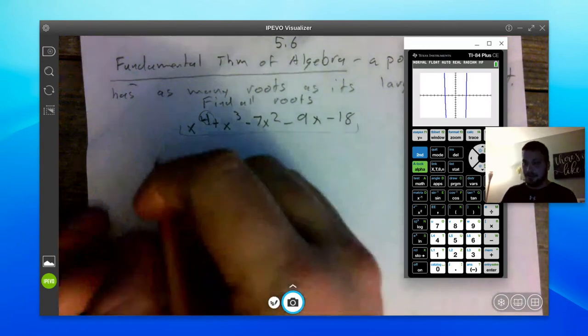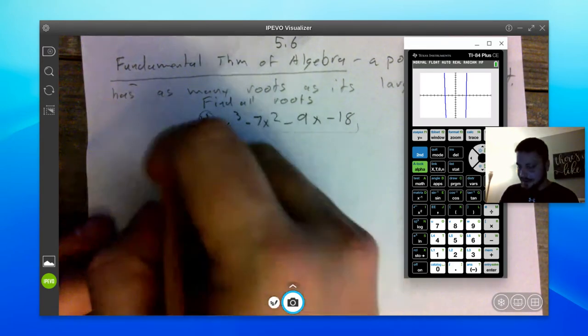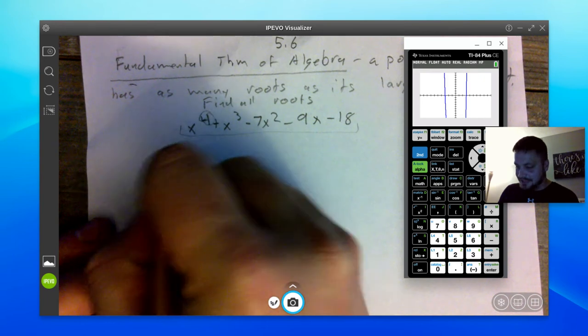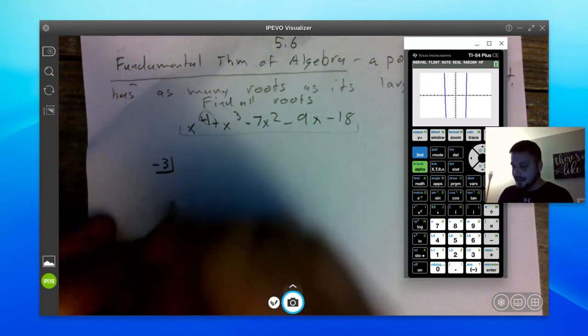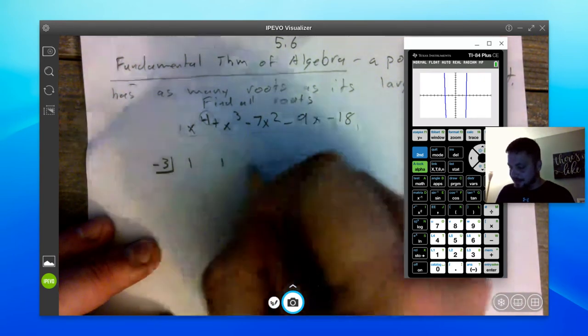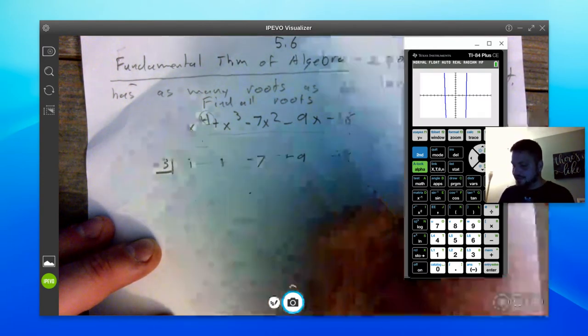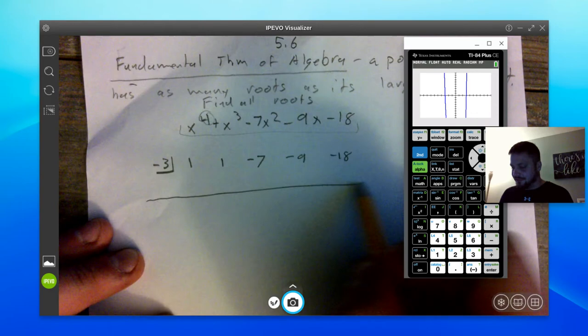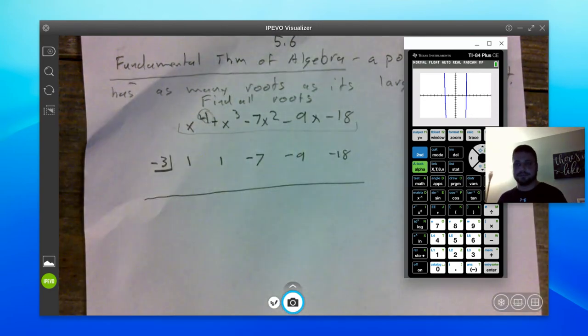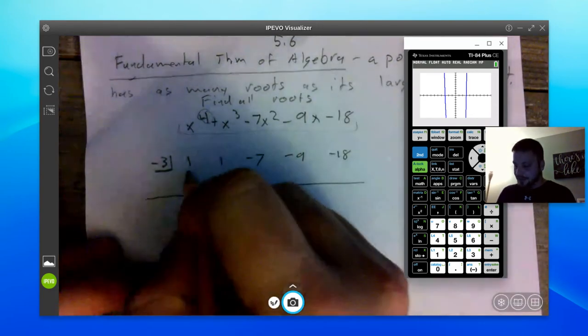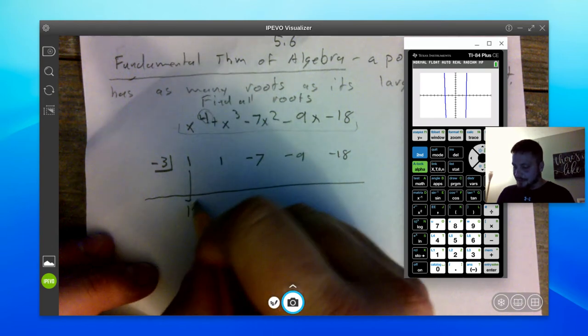Okay, so let's start with -3. I know that -3 is a root. So I'm going to use synthetic division. -3 is my box number. I'm going to write down my coefficients. Now, remember, every time you do division, the degree of your problem goes down by 1. So when I do this, I'm going to be left with a cubic. So I drop down my first number, 1. Every time I go up, I multiply.